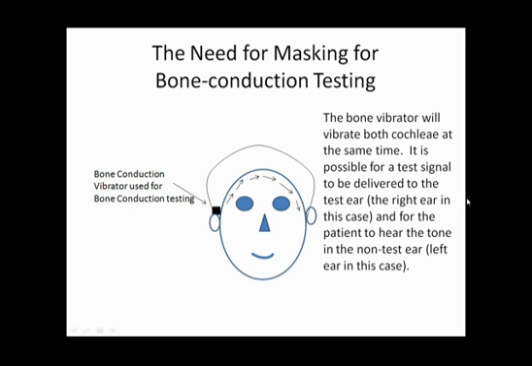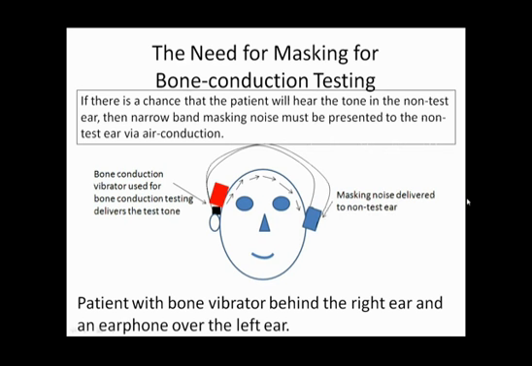Okay? So again, we can have crossover, and if there is a chance that the patient will hear the tone in the non-test ear, then narrowband masking noise must be presented to the non-test ear via air conduction. Check this out. Masking is always delivered via air conduction. The test tone will be delivered via bone conduction if it's for a bone conduction threshold, or via air conduction if it's for an air conduction threshold.